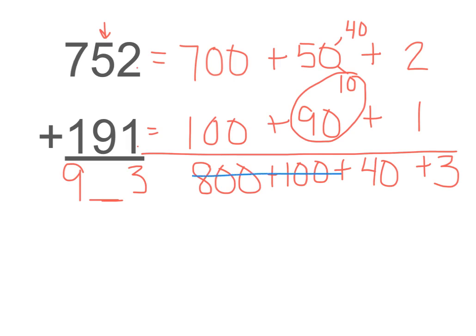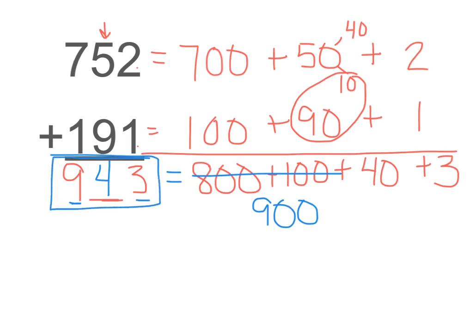Combine your like terms, which is 800 plus 100 equals 943. Notice we knew the 900, we knew the 3. The only thing we didn't know was the 40. So great job if you use some of that mental math to find that out to begin with. Great job today. We'll practice some more tomorrow.